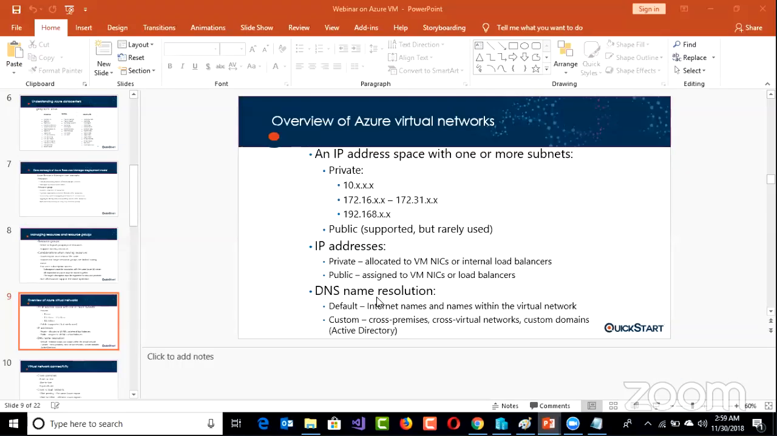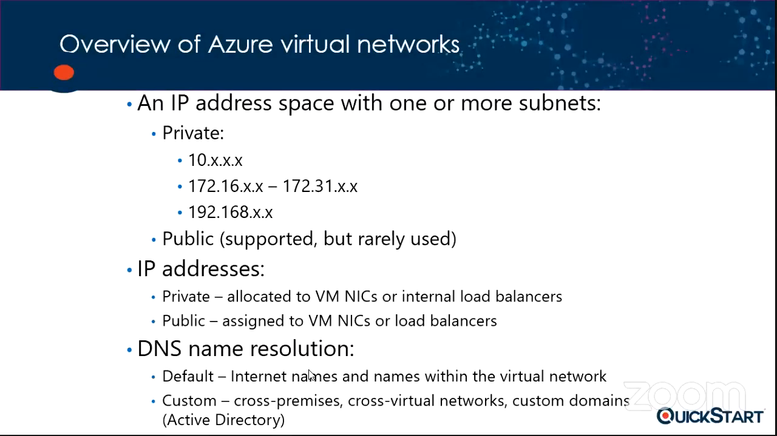So you see, the default means Microsoft provides this DNS, and we don't need to take care if everything is in Azure. But if you are integrating your on-premises with Azure, a cross-premises or hybrid environment, then we need to use custom DNS. Custom DNS means we need to use on-prem DNS.